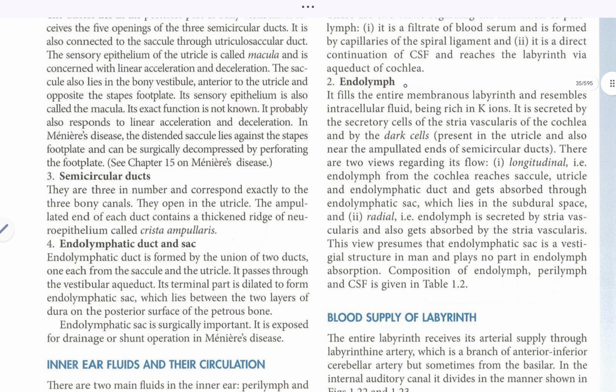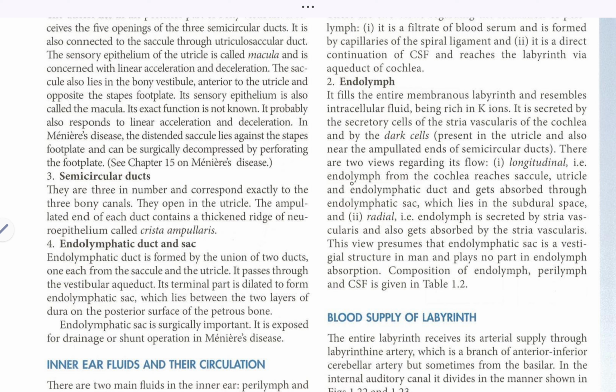Endolymph. It fills the entire membranous labyrinth and resembles intracellular fluid, being rich in potassium ions. It is secreted by the secretory cells of the stria vascularis of the cochlea and by the dark cells present in the utricle and also near the ampullated ends of semicircular ducts. There are two views regarding its flow. One is longitudinal and two is radial.